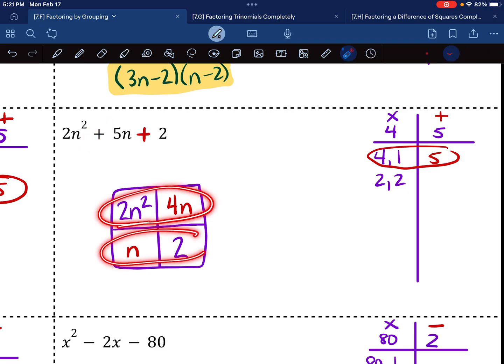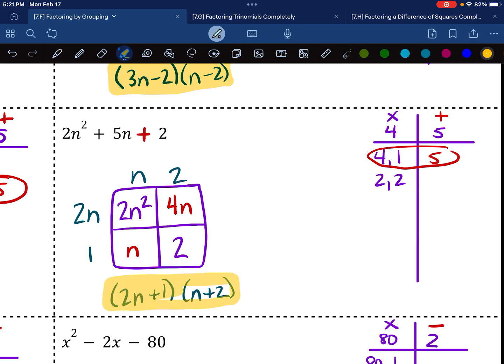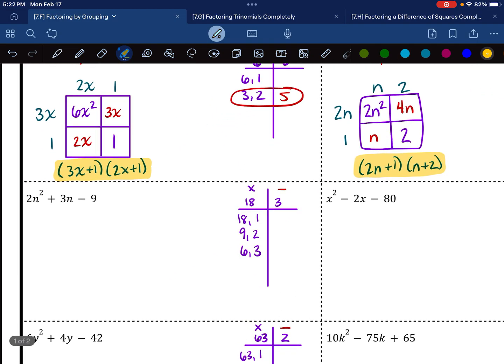So now checking out my rows here, right? The top row, I could take out a 2n from each one. In my bottom row, they just have a 1 in common. Now I'm doing my columns. So between 2n squared and n, I have an n. Between 4n and 2, I have a 2. Now the nice thing about factoring is it has a kind of built-in check step. You can multiply these back out and see if it works.